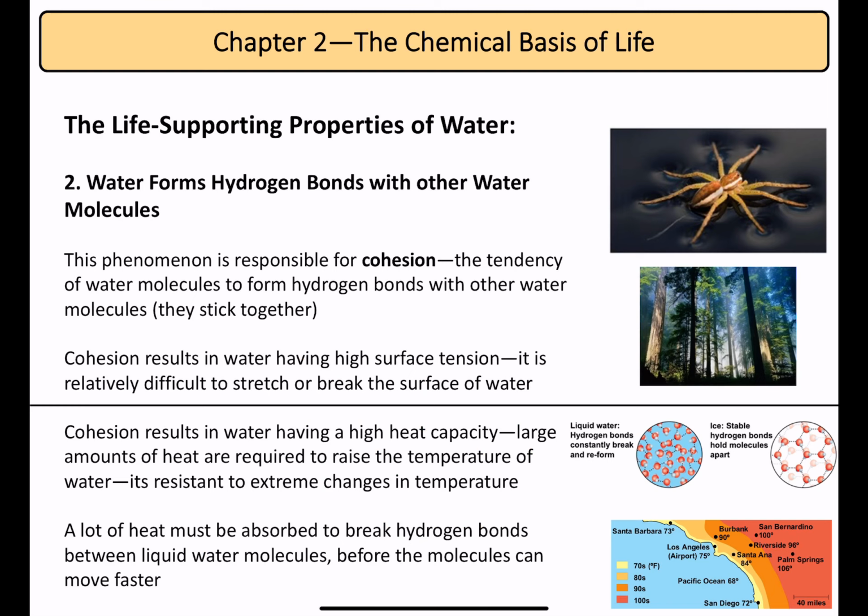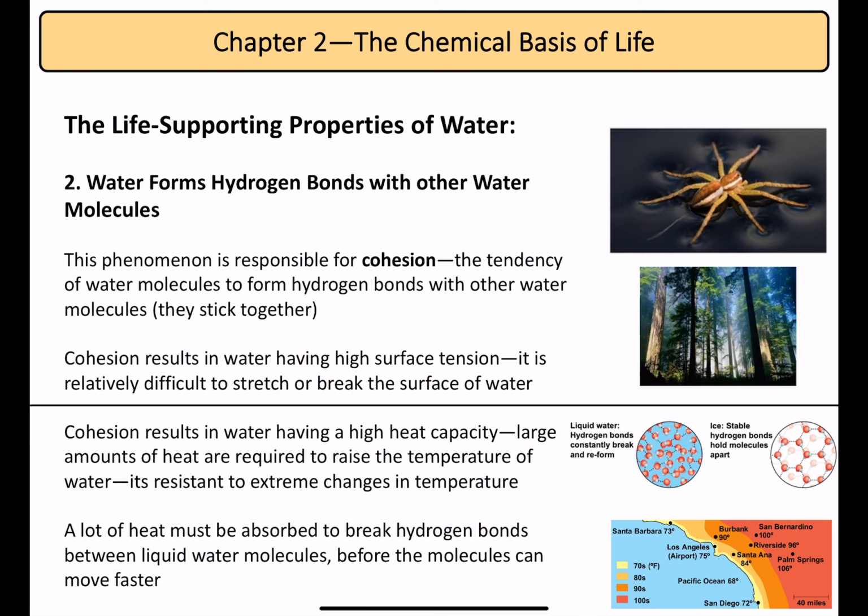Second major property, which we actually already covered, we just didn't put a name to it. Water forms hydrogen bonds with other nearby water molecules. We actually drew that out earlier in the video. We have a name for this property of water sticking to other water molecules. We call it cohesion.